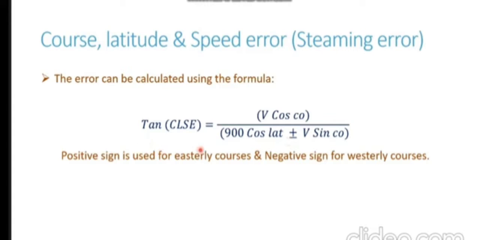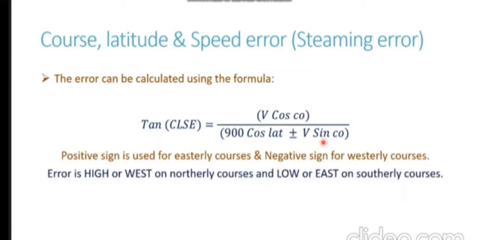When we apply this formula, we will be able to calculate the magnitude of the course latitude speed error or the steaming error. Now, how to find the sign of this error, whether it is east or west, or in other words, whether the error is low or high. This is checked by the northerly or southerly component of the course.